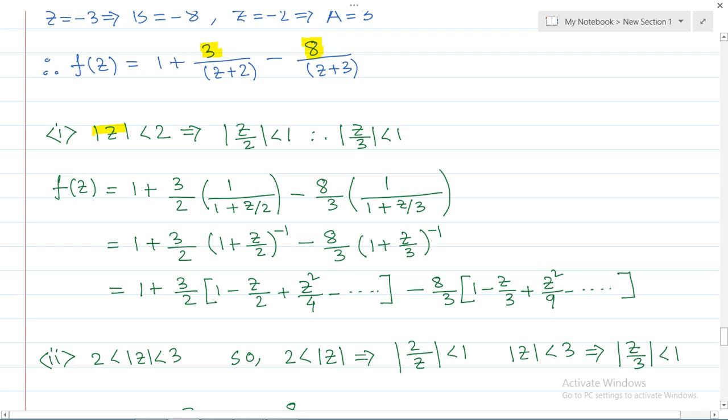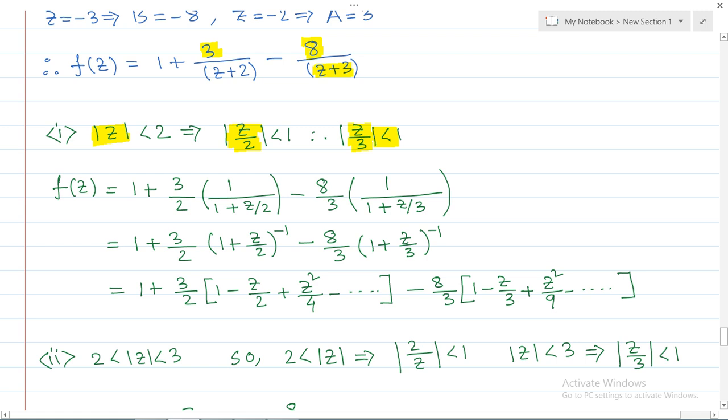If it is less than 2, we have to make it less than 1. How to do it? Divide by 2. So mod of z by 2 is less than 1, very good. But we have another factor here, z plus 3. If mod of z by 2 is less than 1, then mod of z by 3 will also be less than 1, because if we divide by 2 and the value comes less than 1, then dividing by 3 makes it even smaller. So it will definitely be less than 1.